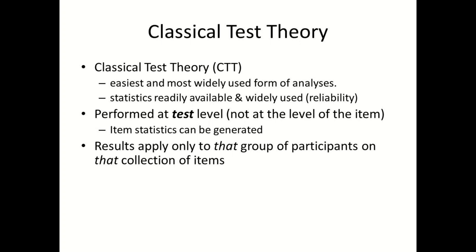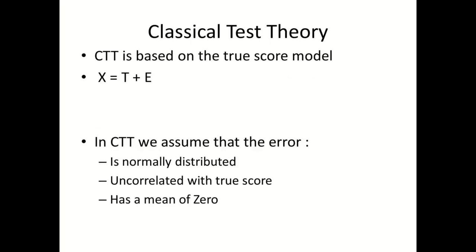Classical test theory is generally performed at the test, so at the instrument level. We may be able to generate item statistics, but we don't really worry much about the level of any particular item. Another issue that is not so ideal about classical test theory is that the results only apply to that particular group of participants for that particular collection of items. So we always have to repeat our tests, and we cannot generalize beyond our specific sample at that particular moment.